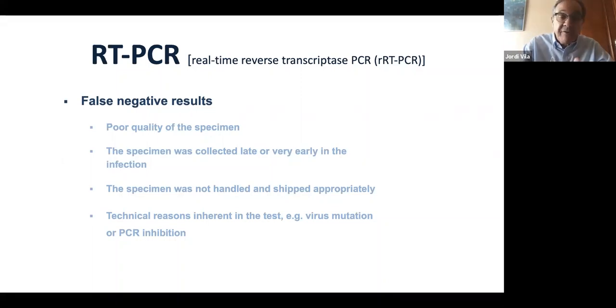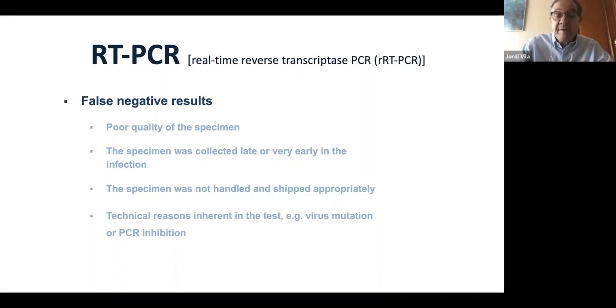Another possibility for a false negative is that the specimen was not handled and shipped appropriately from the site of collection to the lab. We are talking about RNA as a genome. RNA is unstable and can be degraded during the shipment, and that can also generate a false negative.